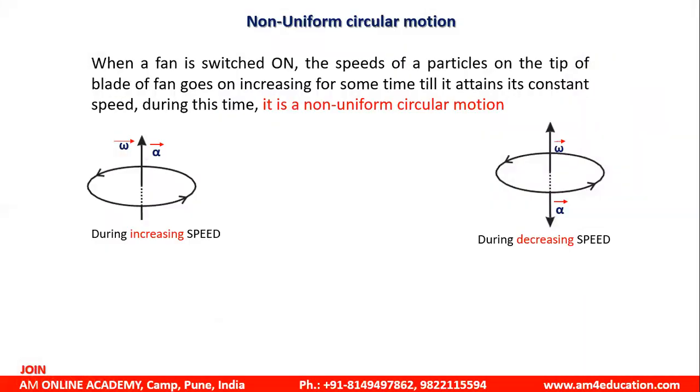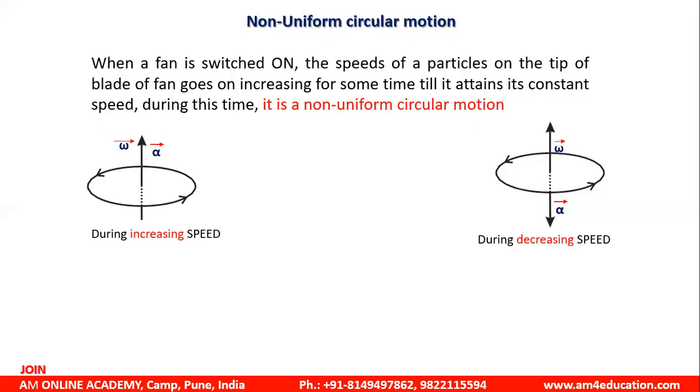What is non-uniform circular motion? See, when we switch on the fan and the regulator of the fan is at 5th speed, the fan will attain speed from 0 to the maximum speed. The initial speed will be 0 and the final speed of the fan will be whatever is the maximum speed. So during this time, from 0 to the maximum, the speed is not constant. It is changing, continuously increasing.